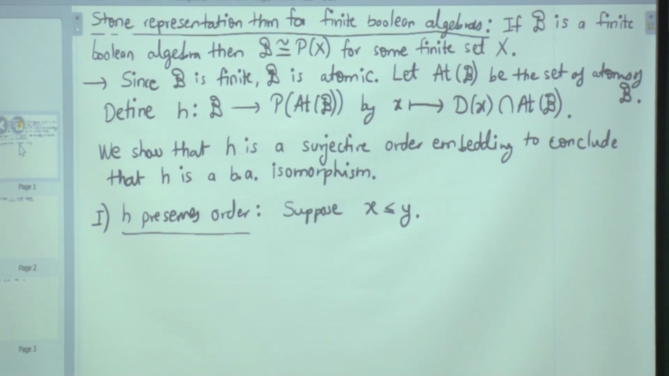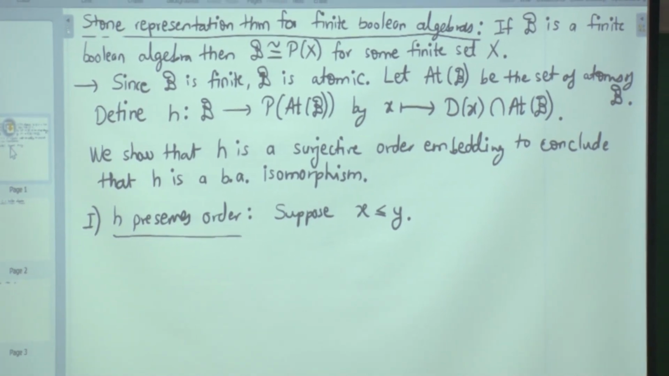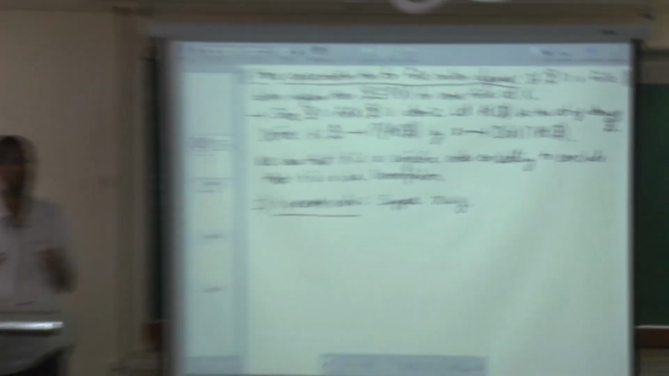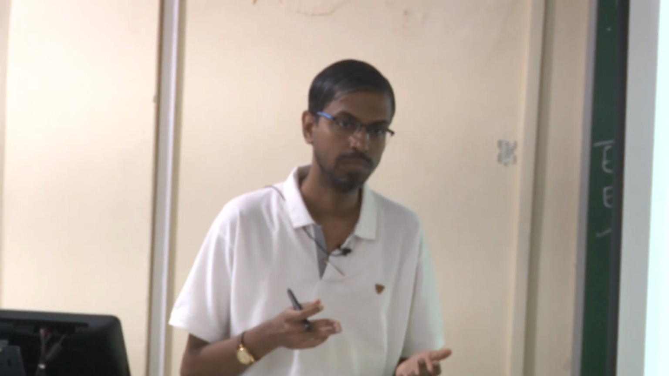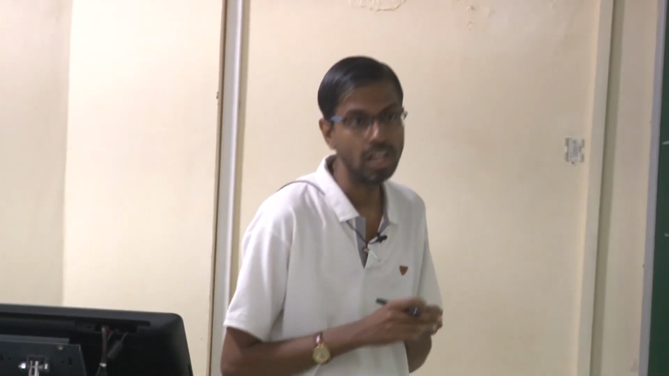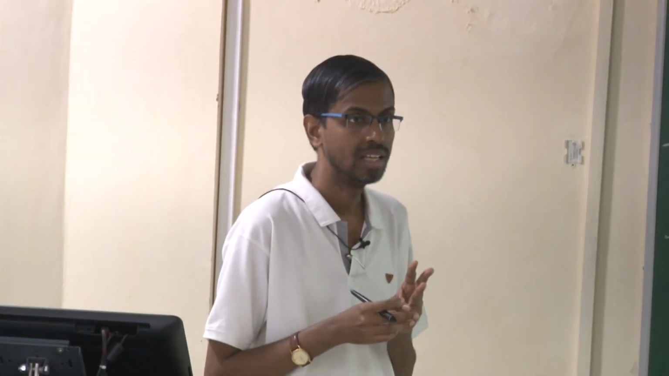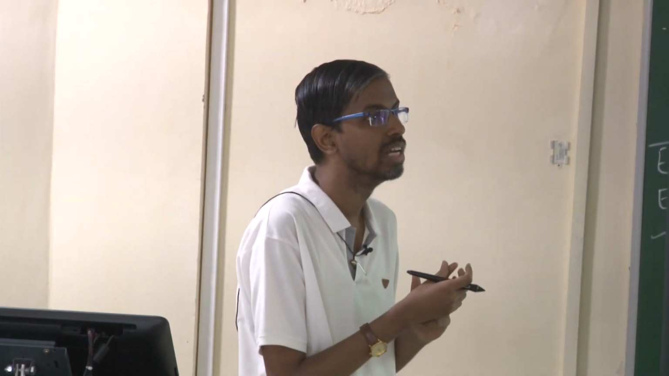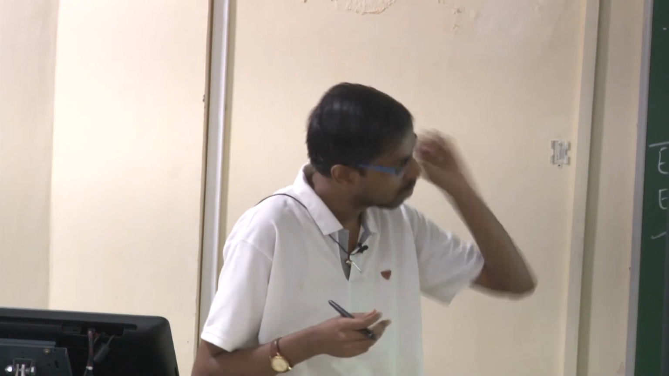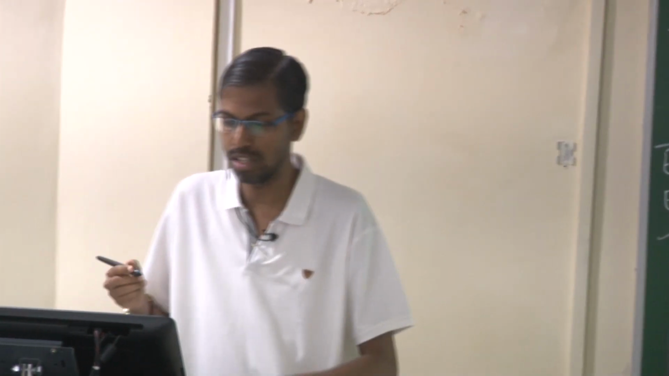And in the tutorial you will show that an order isomorphism between two Boolean algebras is precisely also a Boolean algebra isomorphism. Okay, so we need to prove three things. It is surjective, it is order preserving, and it is order reflecting. So let us show the first one, that H preserves orders.